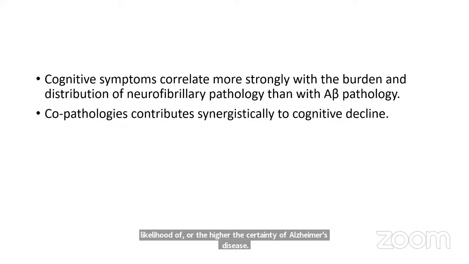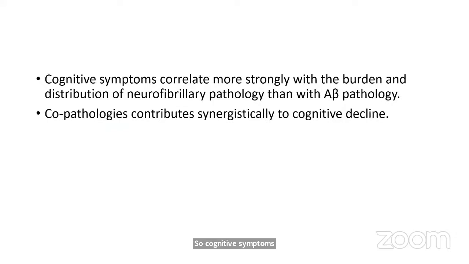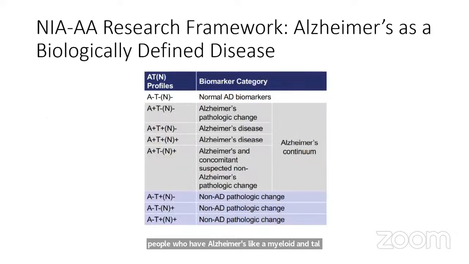Cognitive symptoms correlate more strongly with the burden and distribution of tau, the neurofibrillary tangles, and definitely the presence of co-pathologies. This is something that we commonly hear in cognitive neurology, co-pathology. So people with Alzheimer's disease who also have Lewy body deposition may have worse symptoms than people who have Alzheimer's, like amyloid and tau, without Lewy body. So co-pathologies can sometimes synergistically contribute to the cognitive decline.